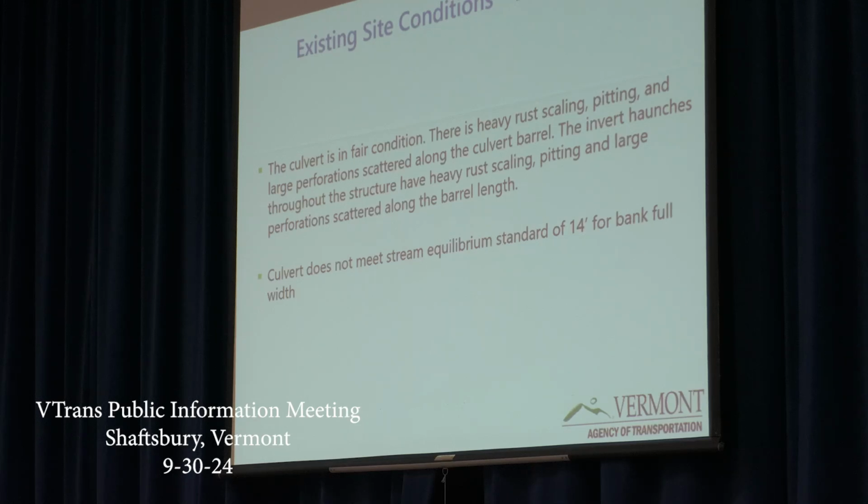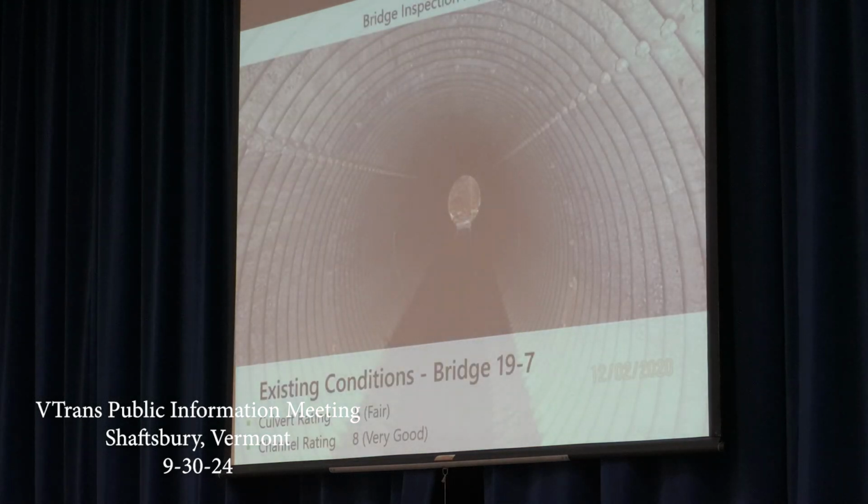This culvert's in fair condition. There's still a lot of heavy rust, scaling, pitting, and holes throughout the bottom of this culvert over the whole length of the culvert. And this culvert does not meet the stream equilibrium standard for bank full width of the stream, which is 14 feet to support aquatic organism passage. Again, the VTrans bridge inspection report had this at fair, and then the upstream and downstream channels at very good.